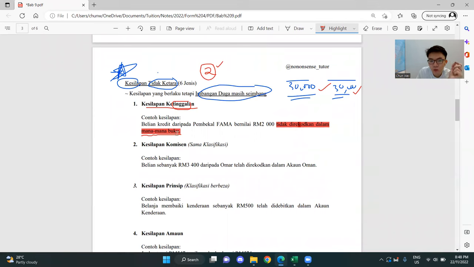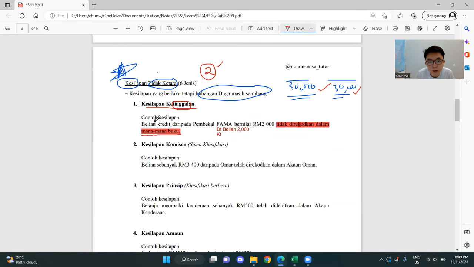So now when we want to record this one, then how do you record? So all you're going to do is you have to debit. What? Debit what? So when we beli, so you debit belian lah. RM2,000. Okay. Then what do we credit? Because when we debit, we must credit another account, right? So here, we will credit.